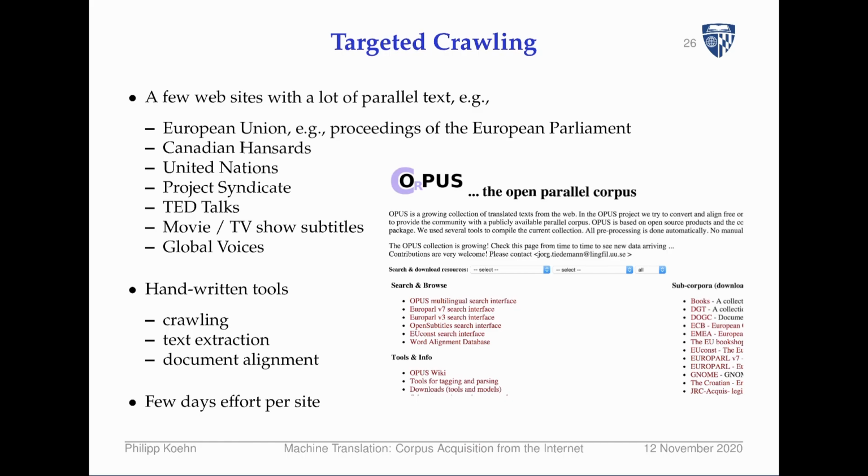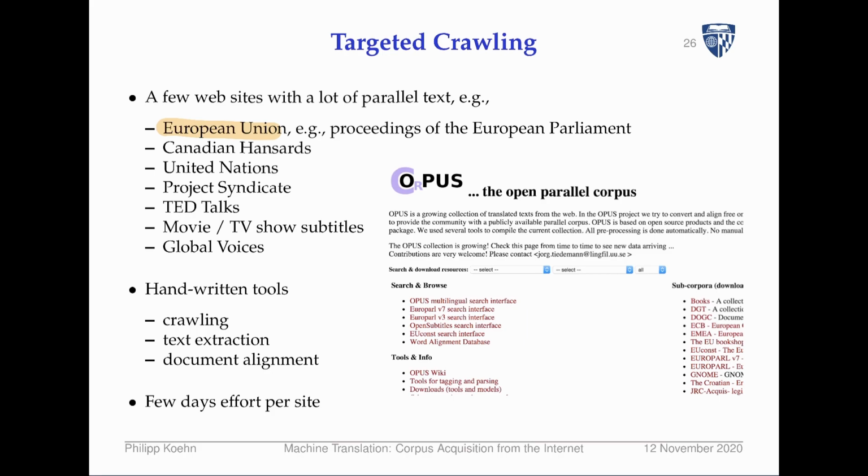If you're a bit familiar with what's out there, you realize that there are few websites that have massive amounts of really good, useful parallel text. And there have already been pretty dedicated efforts to get this. The European Union is a famous source for parallel text because they have over 20 official languages.